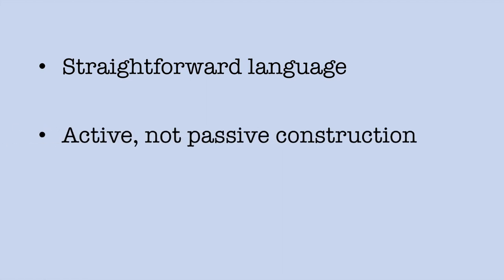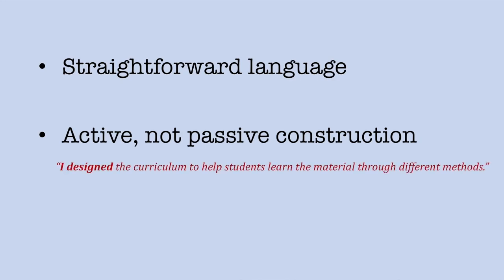To reach multiple audiences, you should use straightforward language that doesn't rely too heavily on disciplinary jargon or acronyms. If you need this type of language for your sitting committee and associate dean, provide brief definitions or descriptions for your other audiences. Focus on using active language and active verbs, not passive. Be sure you show who is responsible for a certain activity or accomplishment. Instead of, "My curriculum was designed to help students learn the material through different methods," write, "I designed the curriculum to help students learn the material through different methods."